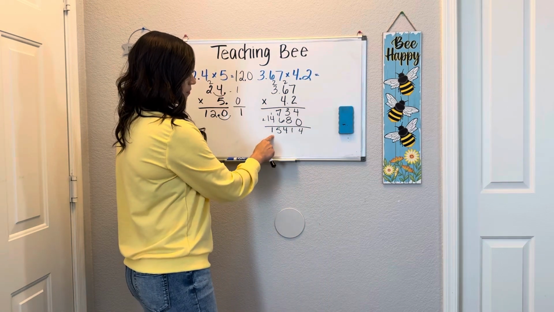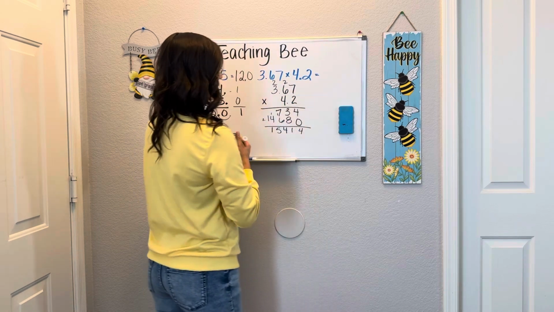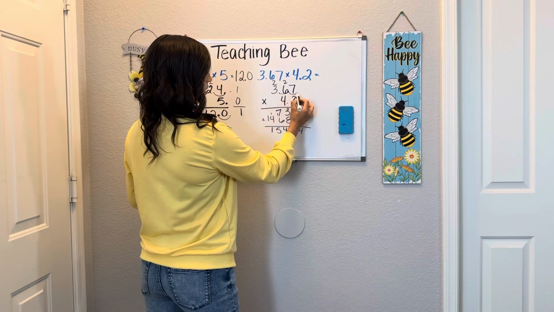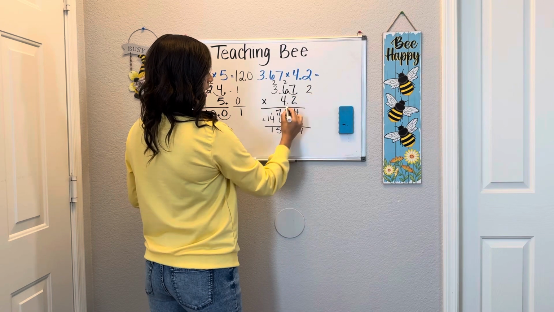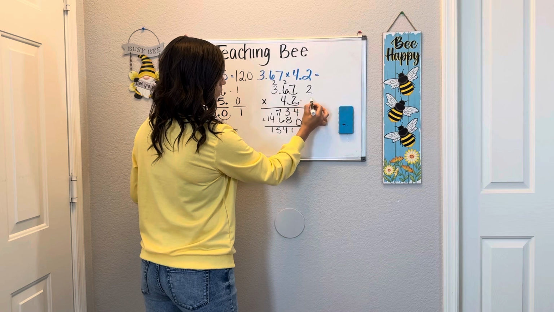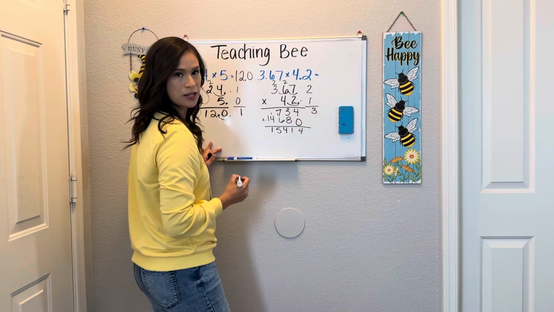Whew. So now we have 15,414, and now we need to figure out our decimals. So how many places did we need to make this number into a whole number over here? It was 2. How many places for this number to make it into a whole number? It had to go over 1. So in total, we moved 3 spaces.